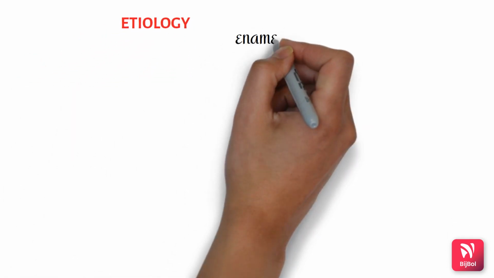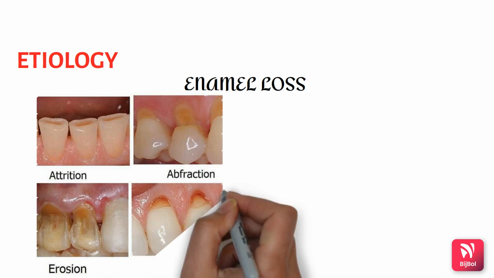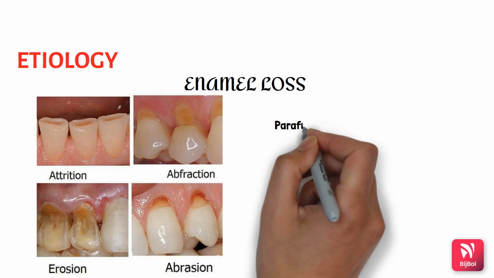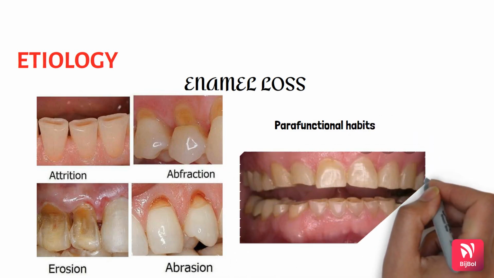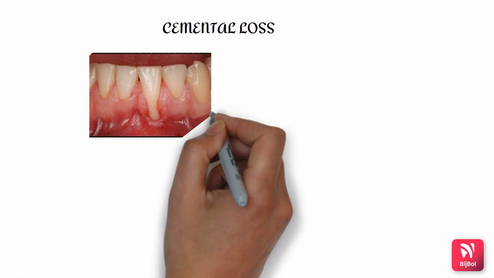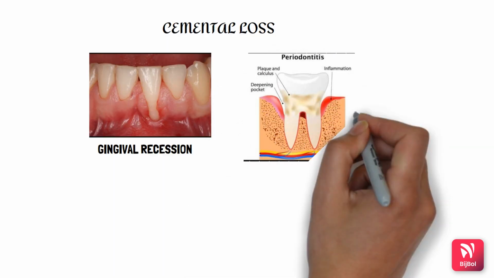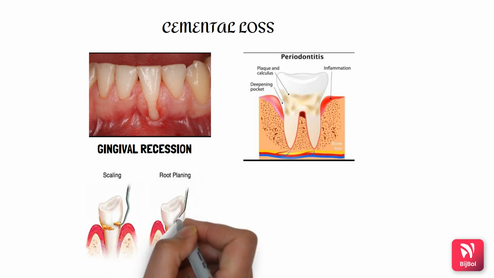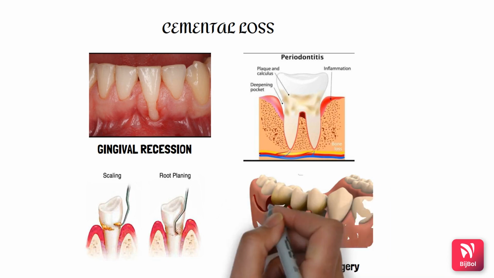If you see the etiology, it may be due to enamel loss, due to wasting diseases such as attrition, abrasion, erosion, or abfraction. Or it may be due to parafunctional habits, that may be bruxism or other toothbrushing habits. Cemental loss can occur due to gingival recession or periodontal diseases such as periodontitis, or by root planing procedures. Or it may also occur due to periodontal surgeries.